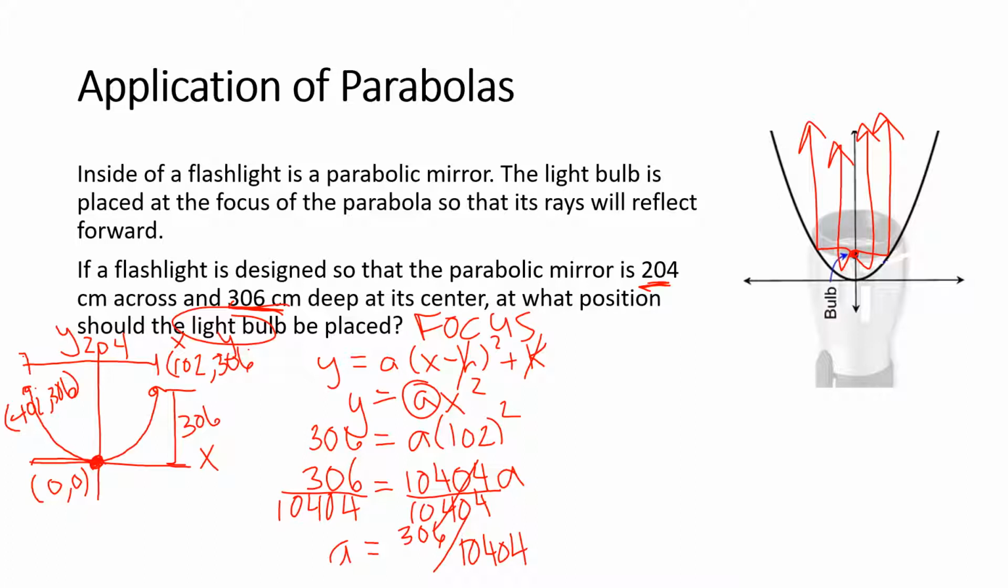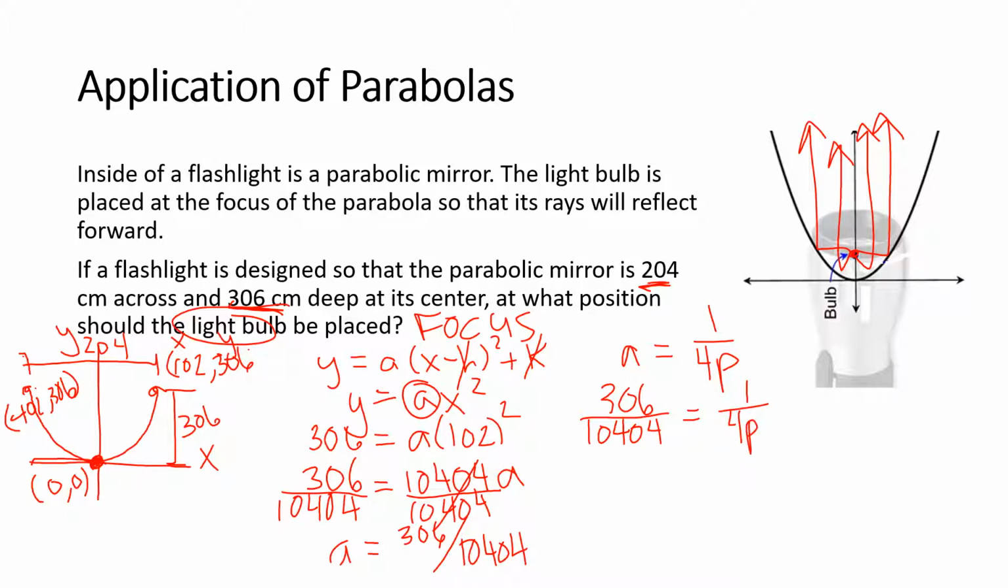And remember the formula here, a equals 1 over 4p. P is going to tell us where to put our focus point. So since we just figured out what a is, we're going to plug that in. 306 over 10,404 equals 1 over 4p.